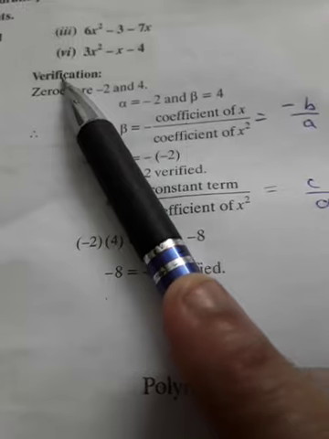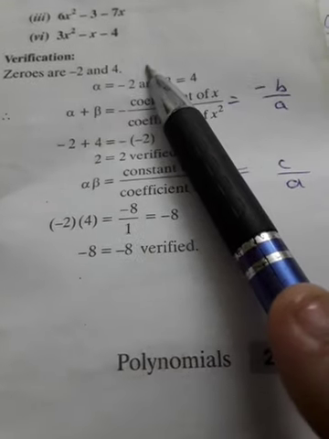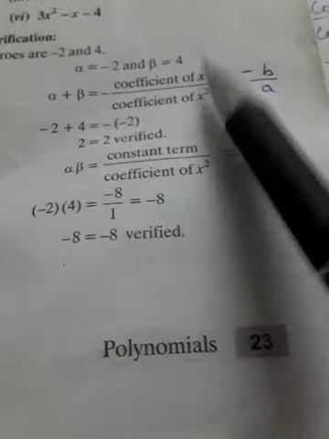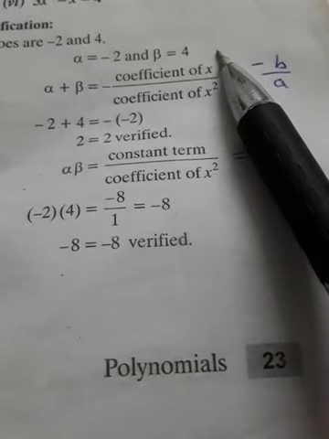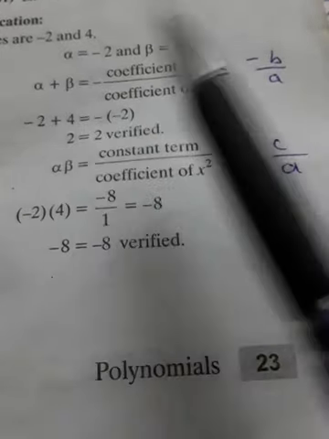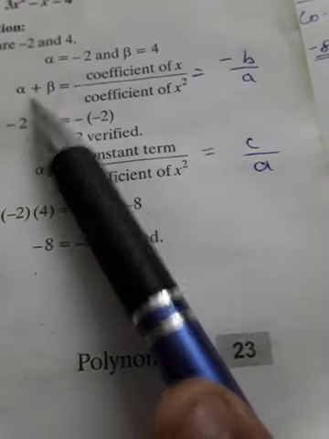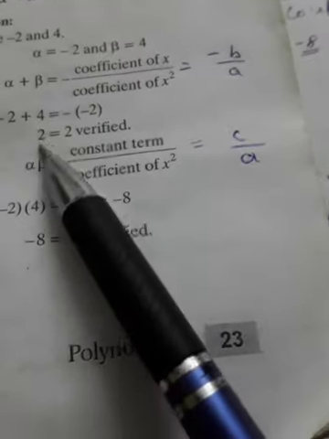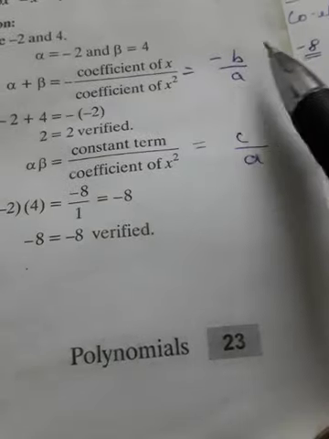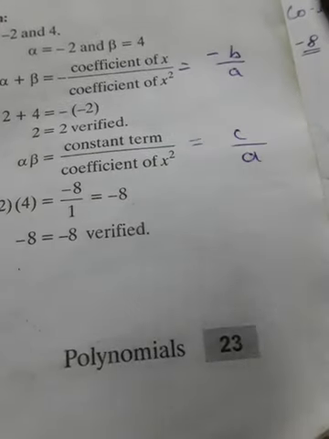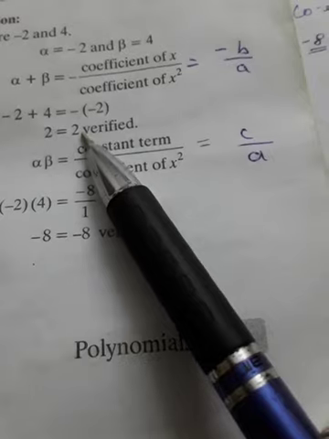Next is verification. So here the zeros are negative 2 and 4, alpha negative 2, beta 4. That we can take in any order. Then alpha plus beta will be equal to negative b by a. So we should substitute the values: negative 2 plus 4, that answer will be 2. Then negative b by a means negative of negative 2 by 1, that is equal to positive 2.